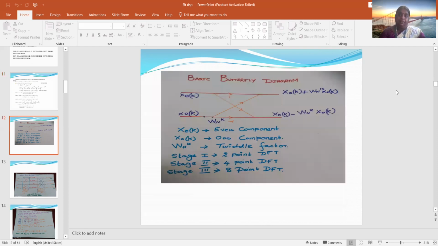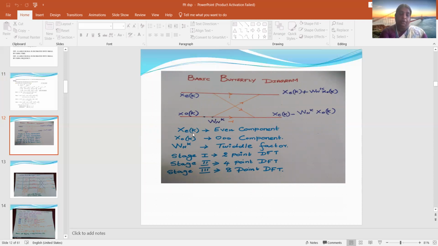Then the basic butterfly diagram. Now we are moving to the FFT, so we should know how the butterfly diagram, the basic diagram, has to be drawn. This is the basic butterfly diagram. Here there is an even component and an odd component, and the twiddle factor. The even component plus the twiddle factor multiplied with the odd component goes to the upper output. And here you have the negative sign: even component minus the twiddle factor into the odd component.